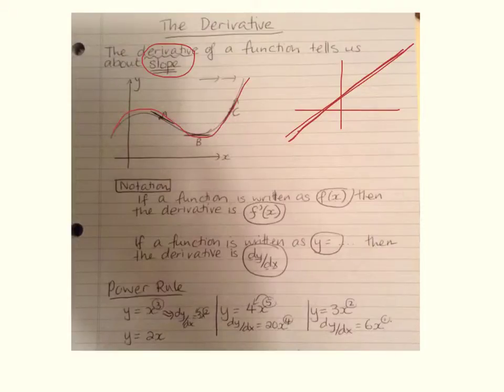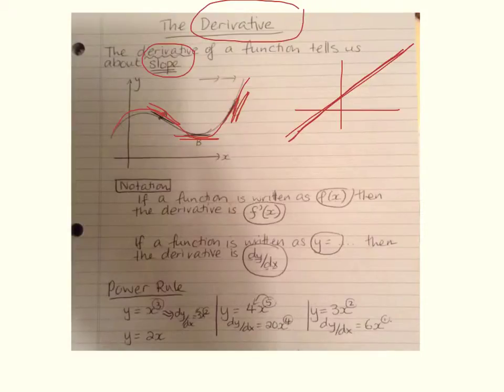If you look at this graph, at point A, the slope's negative. At point B, it's flat or 0, and at point C, it's positive. So how can calculus help us figure out changing slopes?